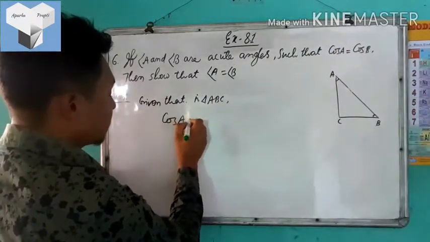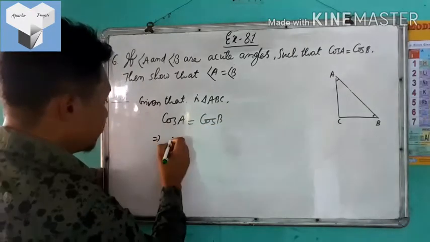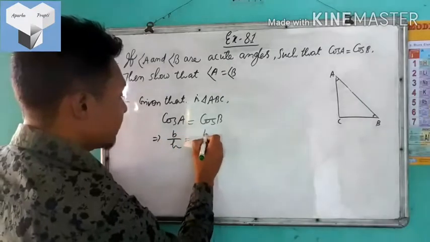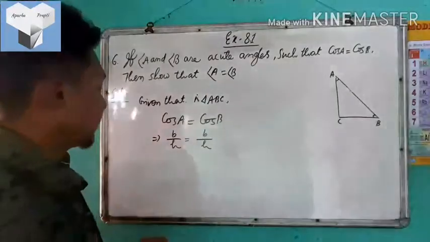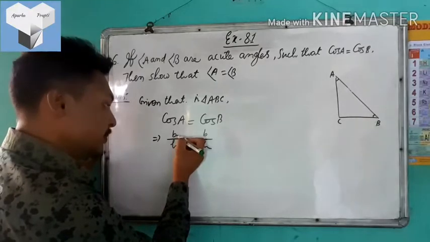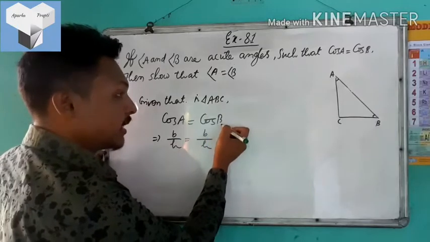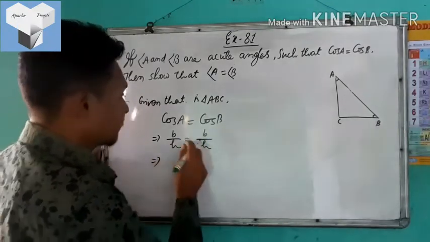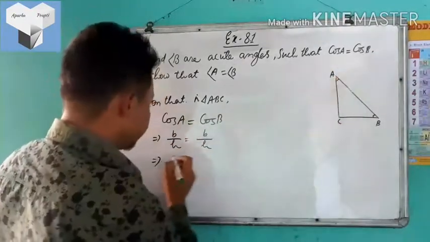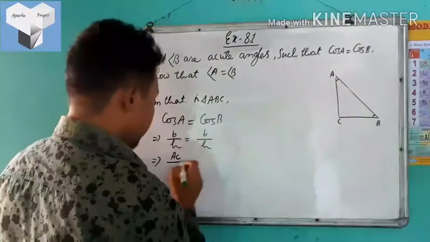What is cos A equal to cos B? So, guys, cos A means B by H, here also B by H, isn't it? But here B means base and H means hypotenuse. This B means base with respect to angle A, and here this base is with respect to angle B. So here let us check what is the base and hypotenuse with respect to angle A. With respect to angle A, base is AC, as I have been mentioning all the time, and H is AB.